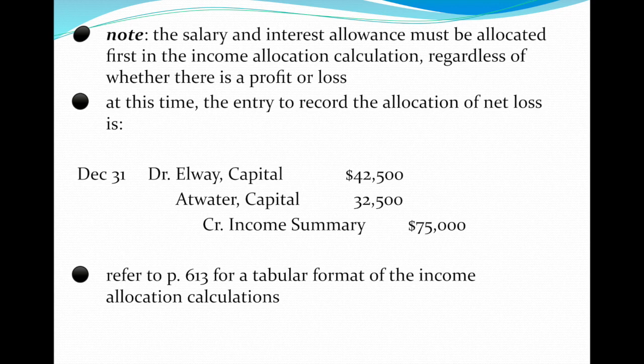So, remember in the last video I said the book has some great examples that are a little more complicated, which just show further application of the principles that we're learning about here. So check out page 613 for a tabular format of the income allocation calculations. Really useful stuff. It's a good idea to see it in a higher level of detail, so I highly recommend that you do that. But that is it. So, allocation of income, done.